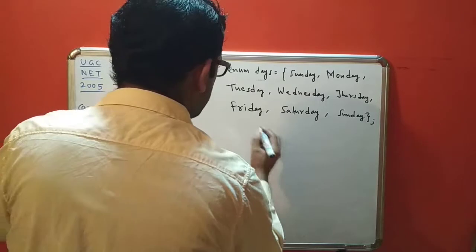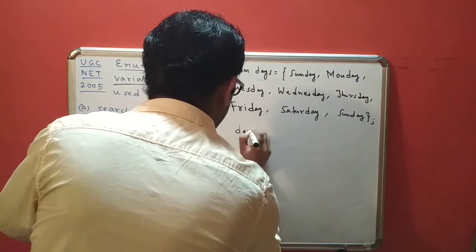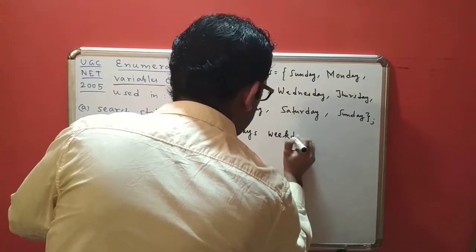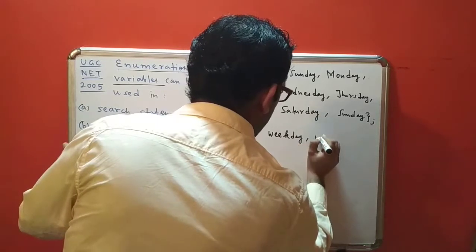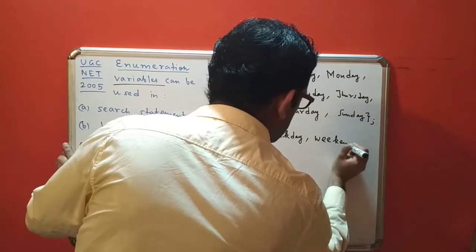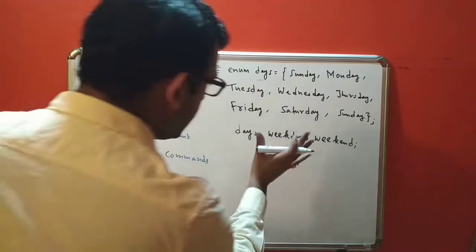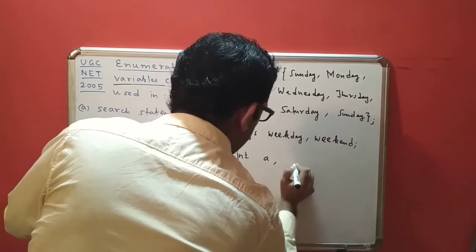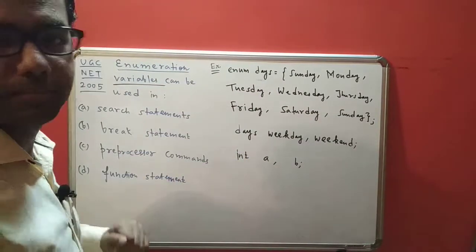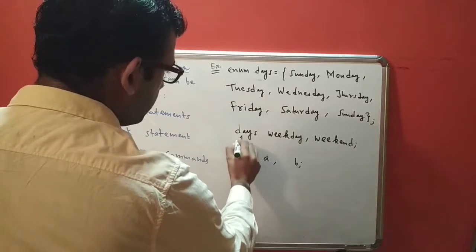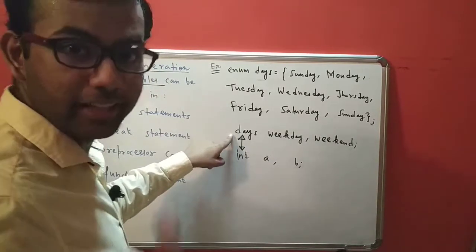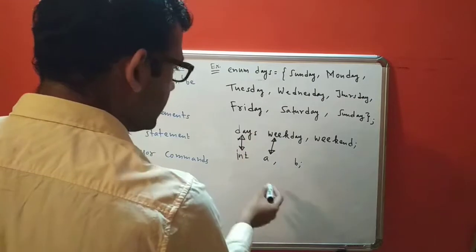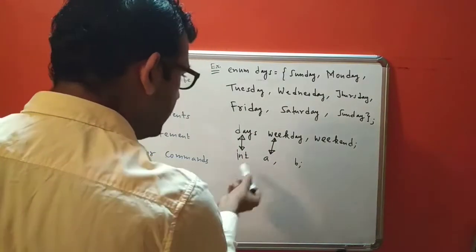We can bring variables into existence by something like this. I can write days weekday, and I can write days weekend. Simply compare this with this statement. If I write int a, comma b, how would you compare it? See, days corresponds to int, that means days is my data type. Weekday corresponds to a variable of type days, just like a corresponds to a variable of type int.